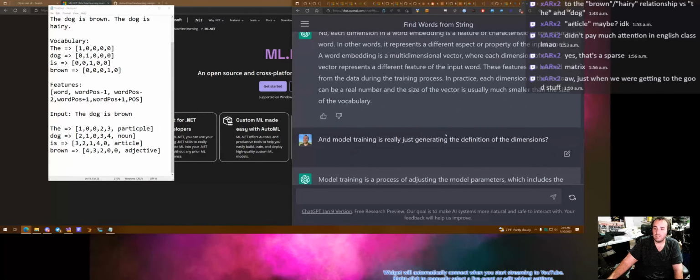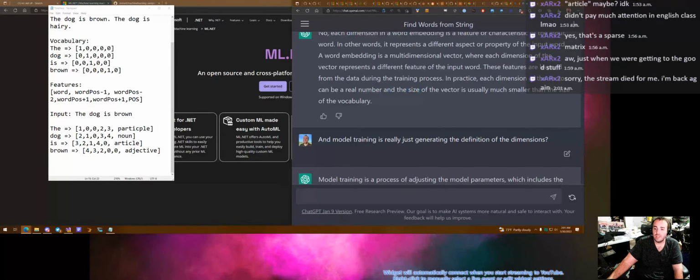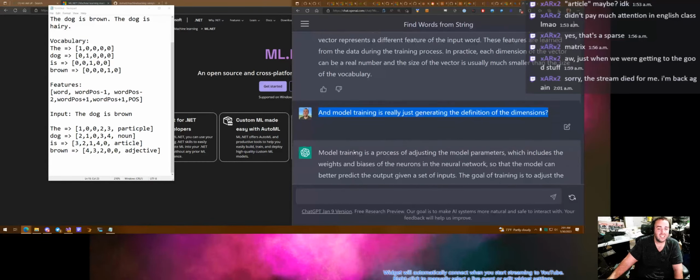Yeah, so the size of the vector is usually much smaller than the size of the vocabulary. And model training is really just generating the definition of the dimensions.